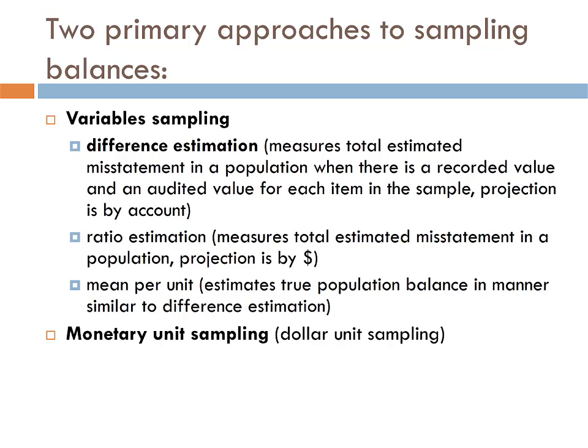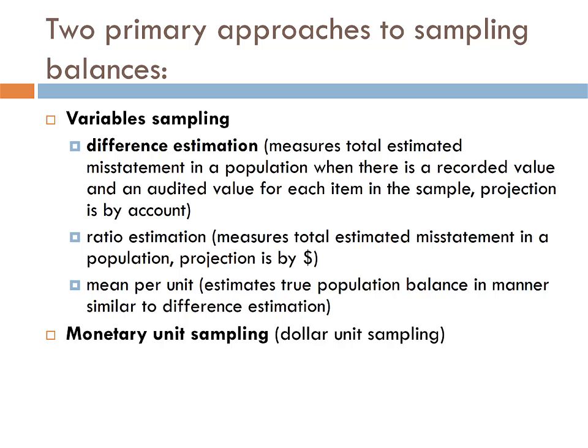So difference estimation, you can read there, measures the total estimated misstatement in a population when there is a recorded value and an audited value for each item in the sample projection. And we will do this by account. The reason we call this difference estimation is because we have this netting effect. So we will be selecting a sample of items to test for misstatements. Again, let's use AR, accounts receivable, as an example.